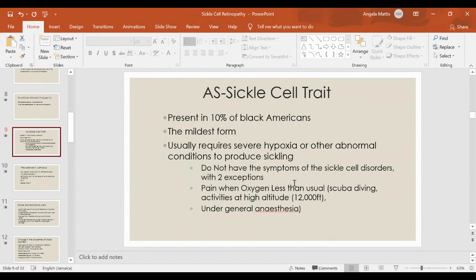they get pain when your oxygen is much less than usual. For example, scuba diving, activities at very high altitude, and sometimes under general anesthesia. So that is why sometimes you need to know what your sickle status is when you're going under general anesthesia, because unless you're really stressed, you will not manifest any signs of sickle cell for the trait.